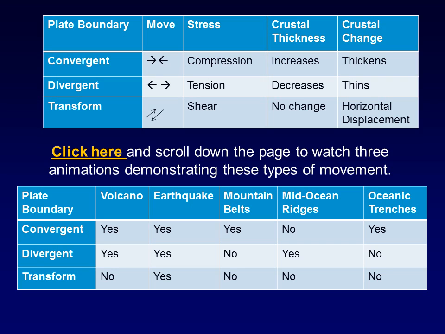Transform boundaries. Basically, the only feature you find with a transform boundary is earthquakes. They're going to be near the surface, and they can be very violent. So no volcanoes, no mountain belts, no mid-ocean ridges, no oceanic trenches. With transform boundaries, the main feature you're going to find is earthquakes. And the best example of this is the San Andreas Fault in California, which is why California is known for its earthquakes. It's this big side-by-side moving plate boundary.